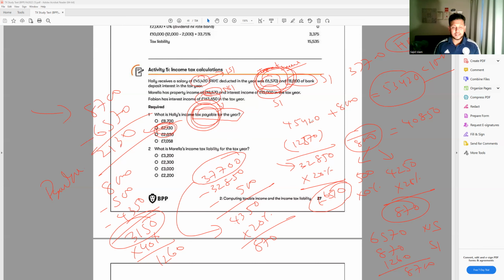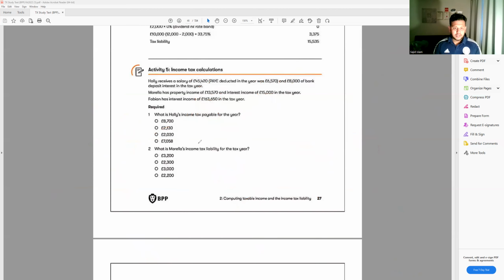All right, so you can see the small question, but a lot of workings. The next one says, what is Marilla's income tax? Marilla has only property income and interest savings, and they ask for income tax liability. This time it is income tax liability, not the amount payable.